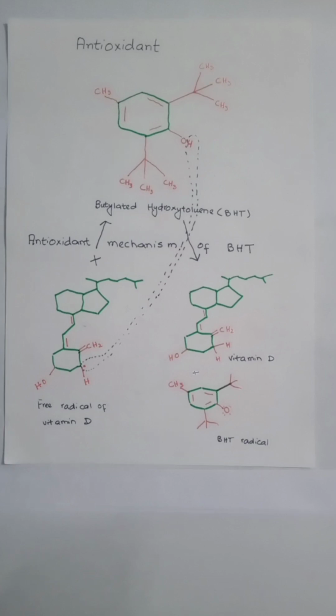Our topic today is about antioxidants. I have taken the example of butylated hydroxytoluene, which is commonly used as an antioxidant in pharmaceuticals. Butylated hydroxytoluene contains some important functional groups in its structure.